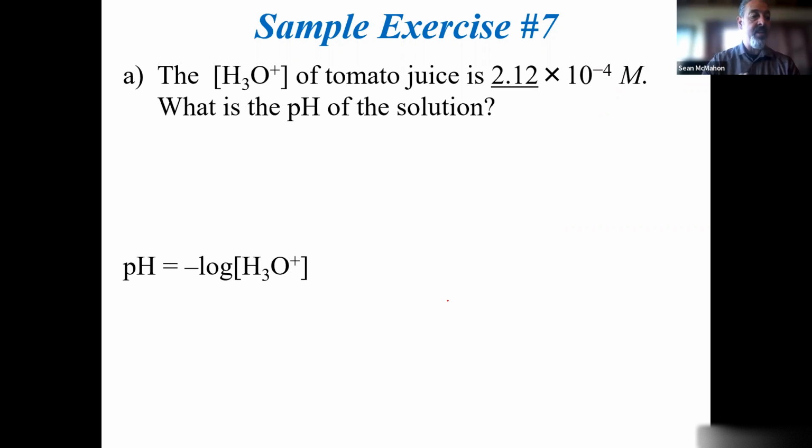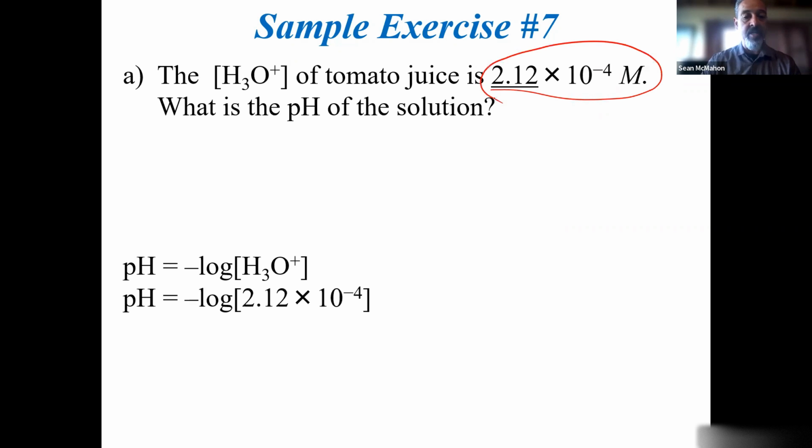So you could hit negative log and then type in the hydronium concentration. So you would go negative log 2.12 times 10 to the minus 4 on your calculator, and then you're going to get 3.674. The reason why you want 3 sig figs is, again, the rules for logs: it starts after the decimal. So there's 1, 2, 3 sig figs here, so you have to go 3 sig figs after the decimal. And my answer would be the pH of tomato juice is 3.674.